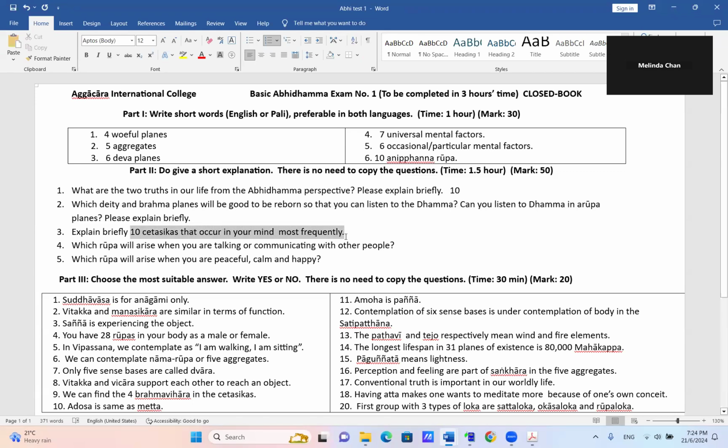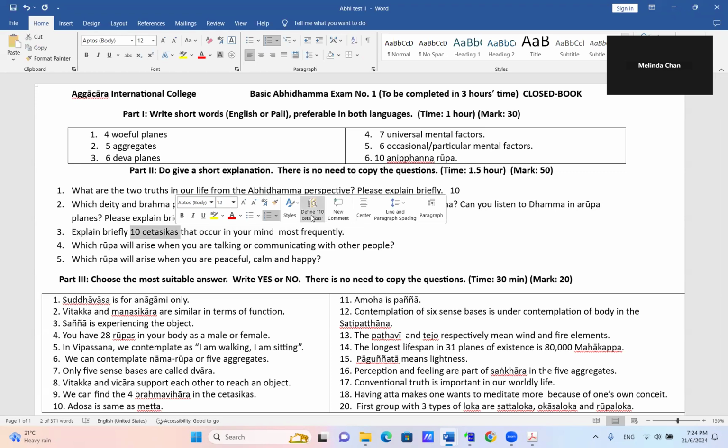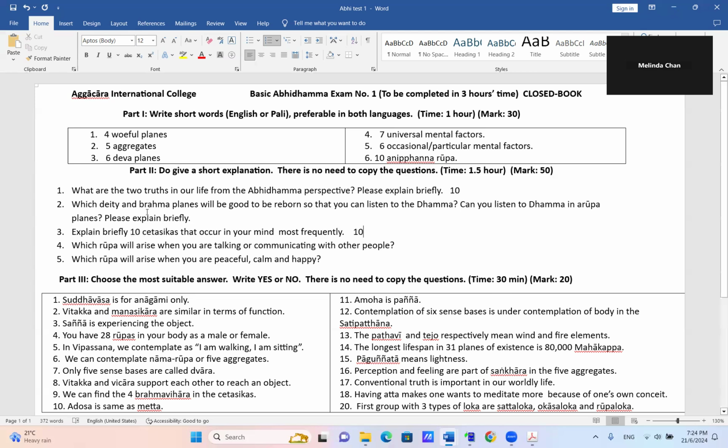So this question number 3 is actually very simple because it's the same as your assignment. So most of you write correctly, but you need to see the question correctly. It's explain, you need to give explanation. So not just list the 10 Cetasika. So if you just give me the list of 10 Cetasika without explanation, even though it's 10 marks here, okay? If you just give a list without explanation, I will just give you about 3 or 4. Depends. If your mark is too low, I will give more. If your mark is too high, I will minus a lot.